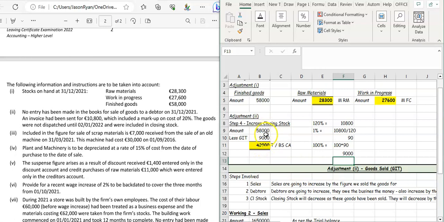So we're going to take that away from the 58,000. We're going to get 49,000. And that 49,000 will go into your trading account. It'll also go into your balance sheet as a current asset.